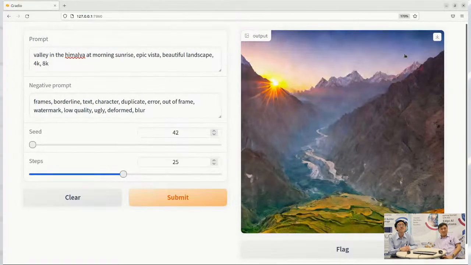Just now is a sunset, and then now is a morning sunrise. I can see Himalaya. Maybe this AI model doesn't know where Himalaya is. Maybe. Okay, looks almost the same. I think a little bit different.